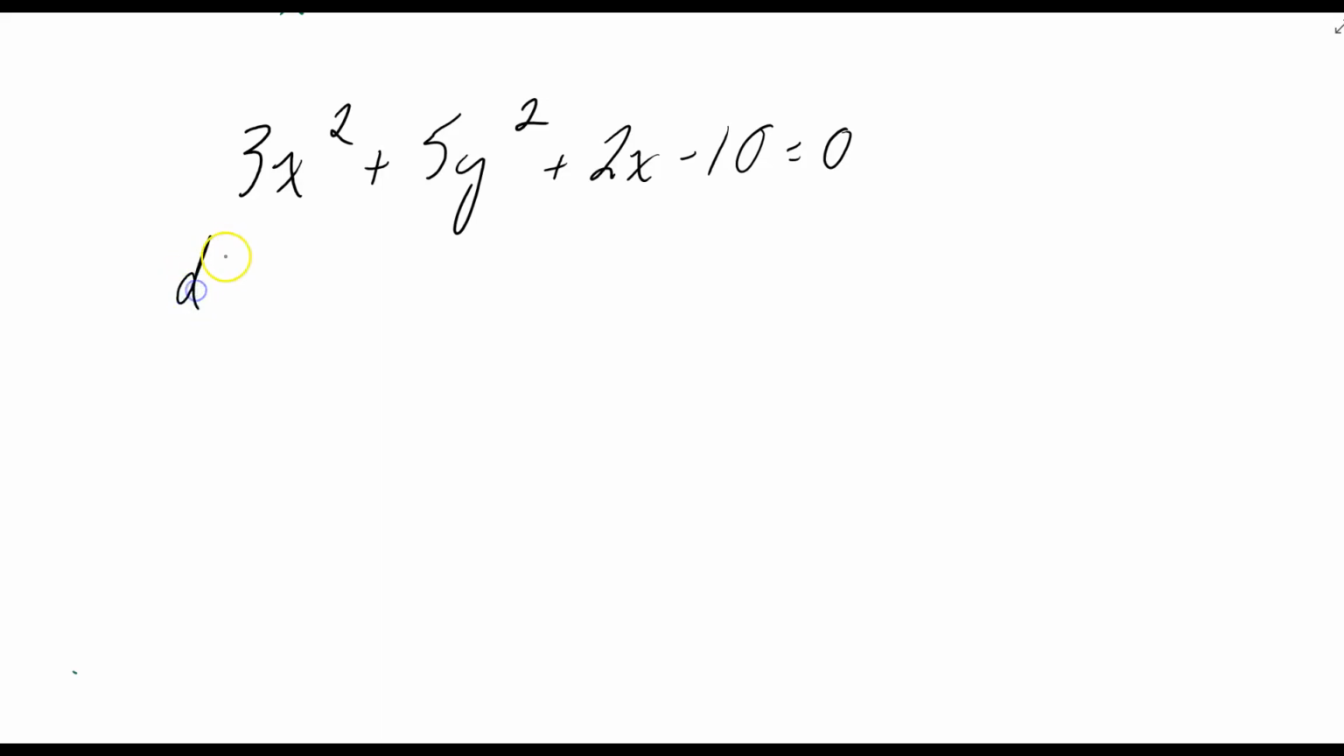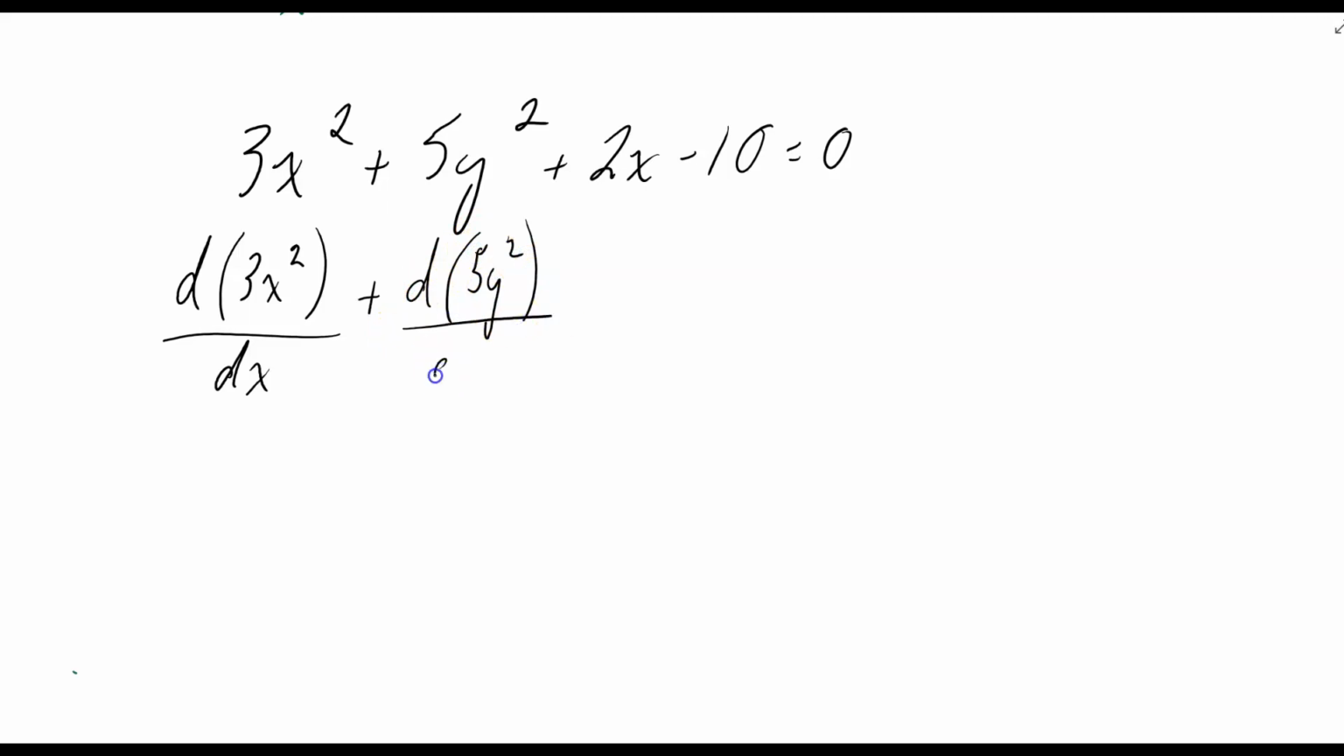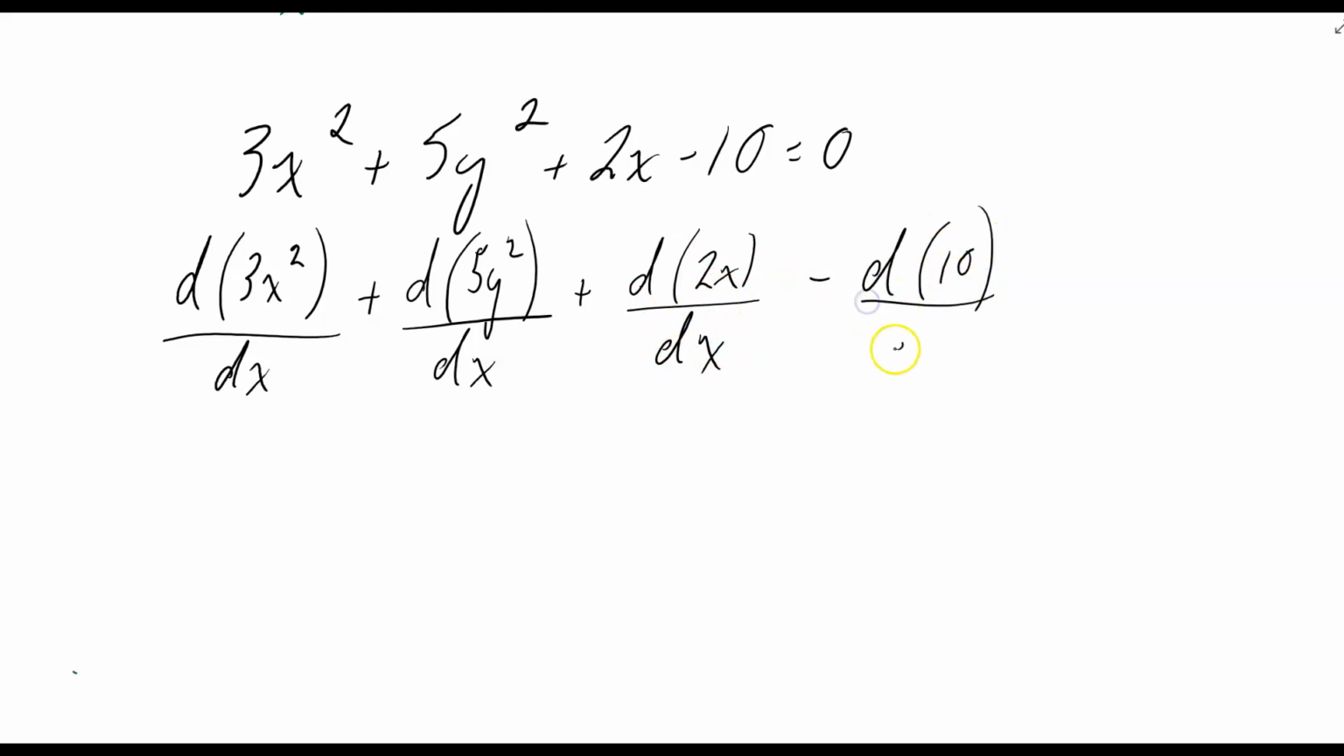We're going to take the derivative of 3x squared with respect to x plus the derivative of 5y squared with respect to x. That one will be different. Plus the derivative of 2x with respect to x minus the derivative of 10 with respect to x equals the derivative of 0 with respect to x. Now, some of these you already know. It's just a notation that's different.